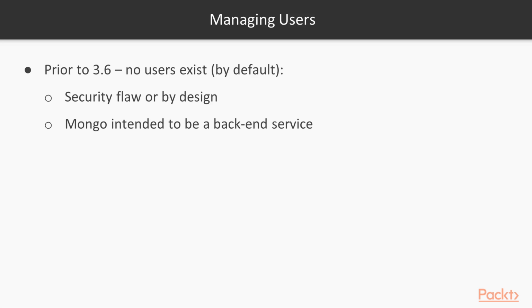Again, like I said, prior to 3.6, which hasn't officially been released yet at the time I'm recording this, no users existed by default. And this is not a security flaw, regardless of what you may have read in the media in 2017. This was pretty much by design. Mongo was designed as an open source system. Everybody has access to it. And as a database system, it usually sits on the back end in a virtual private cloud somewhere.